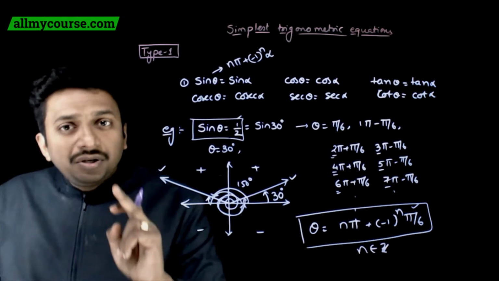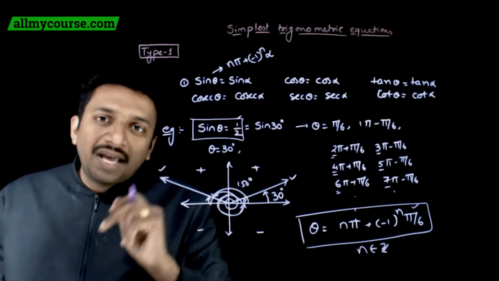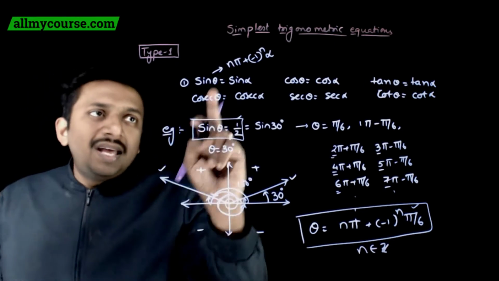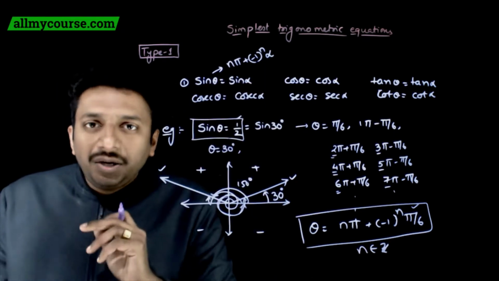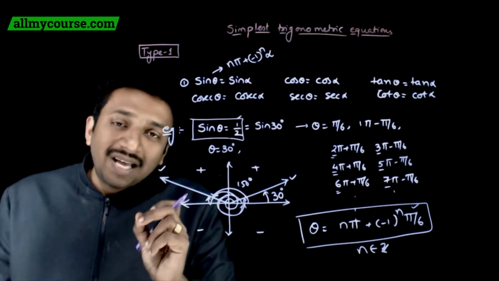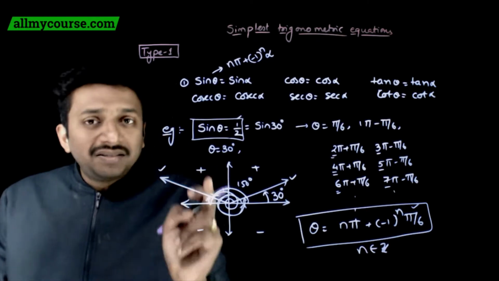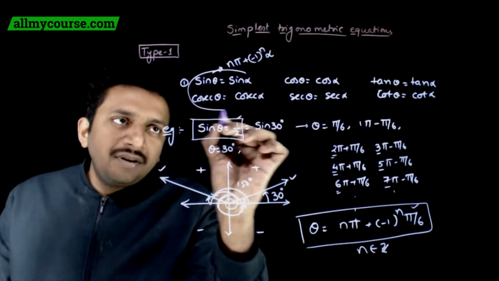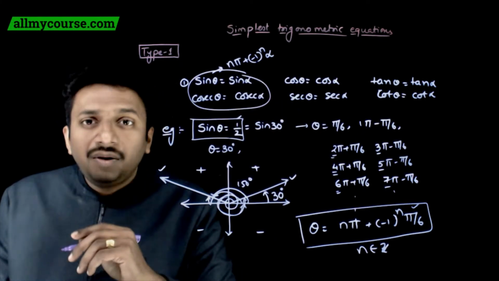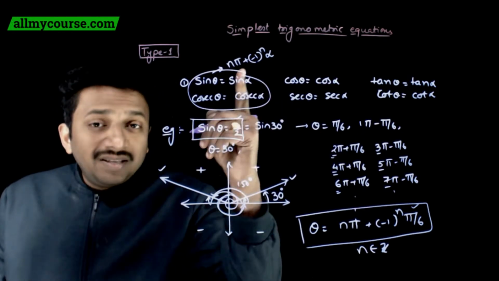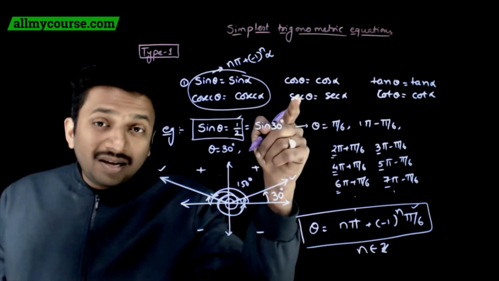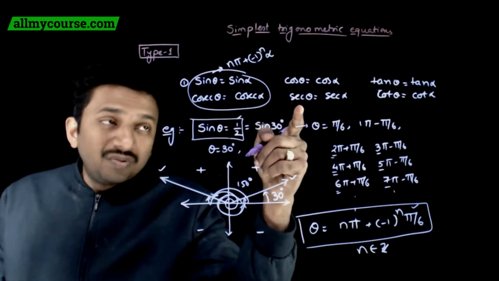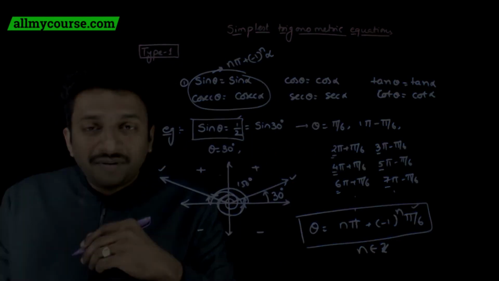So the general solution for sine theta is equal to sine alpha is nothing but n pi plus minus 1 whole power n into alpha. That's the pattern for sine theta is equal to sine alpha. And the same works for cosecant theta is equal to cosecant alpha, because the quadrant diagram for both these ratios looks the same. But this solution does not work for this. Let us look at how things work for cos theta is equal to cos alpha.